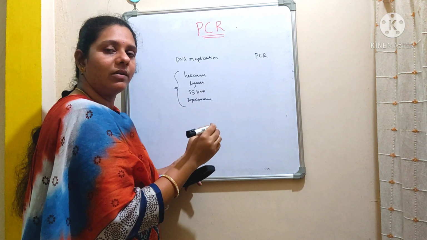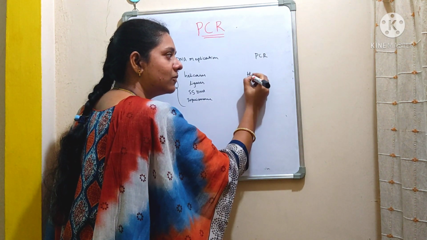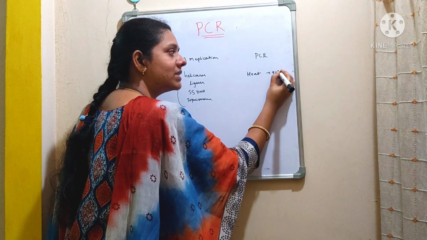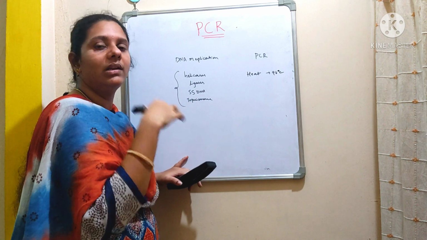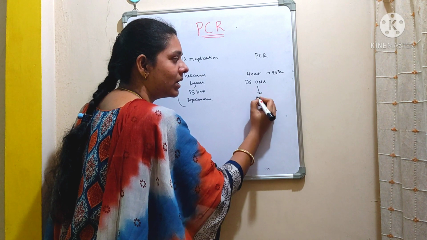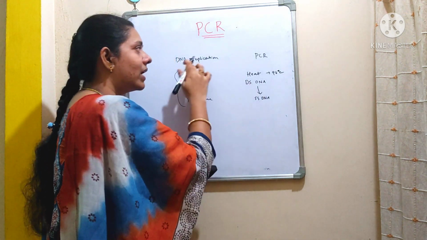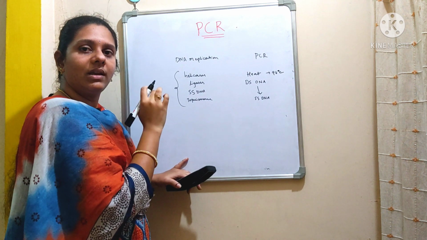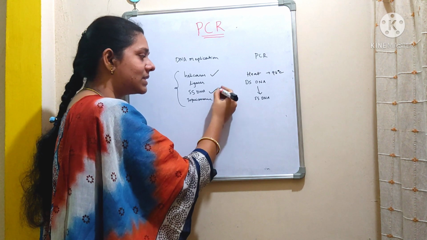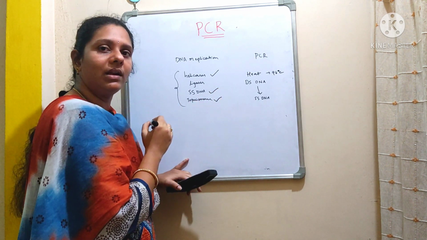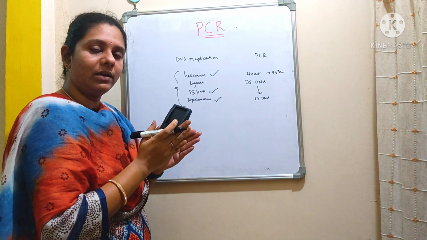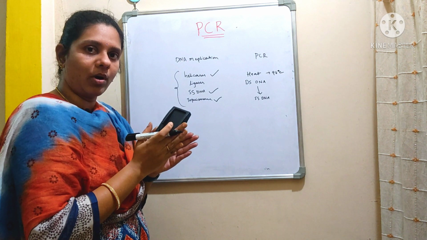In PCR, for the process of denaturation, we just apply heat. So when we apply heat at a temperature of 96 degrees centigrade, the double stranded DNA will be converted into single stranded DNA. Whereas when we talk about DNA replication in prokaryotes, what happens at the first step? The helicases, single stranded DNA binding proteins, and the DNA topoisomerases will form a replication fork, that is they will open the duplex DNA by breaking the hydrogen bonds.